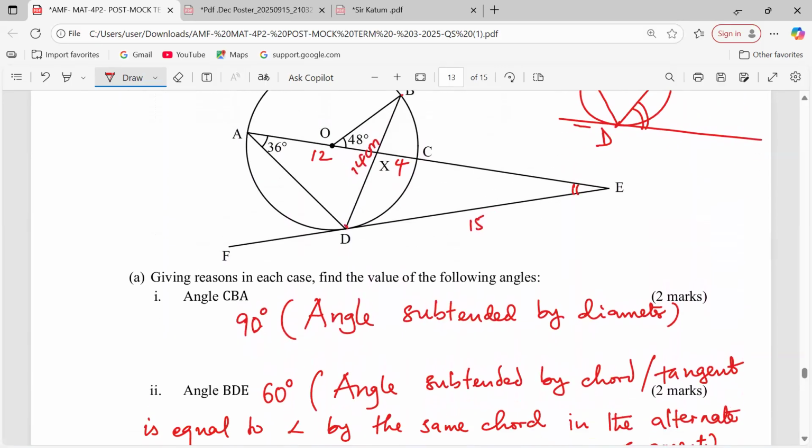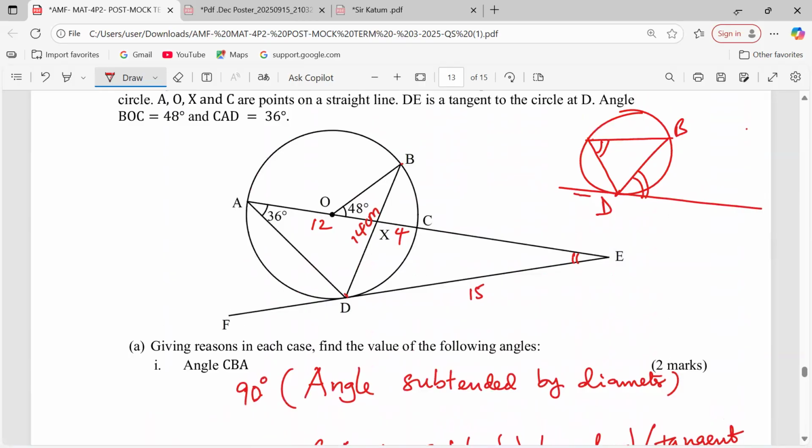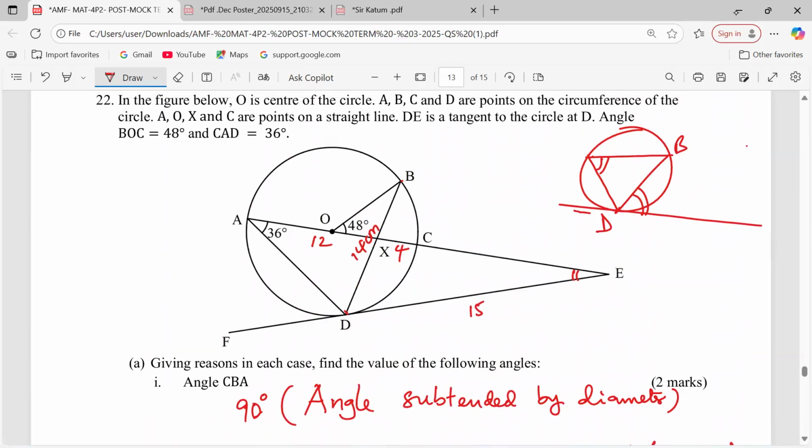What are we finding first? The length D to X. So length D to X, we can let it be X. So that X to B is now 14 minus the X that we have already eliminated.